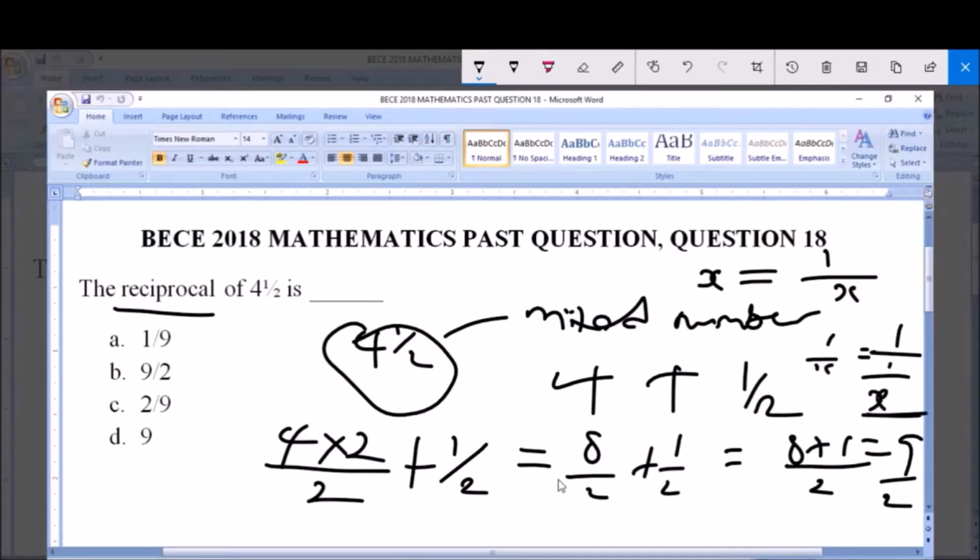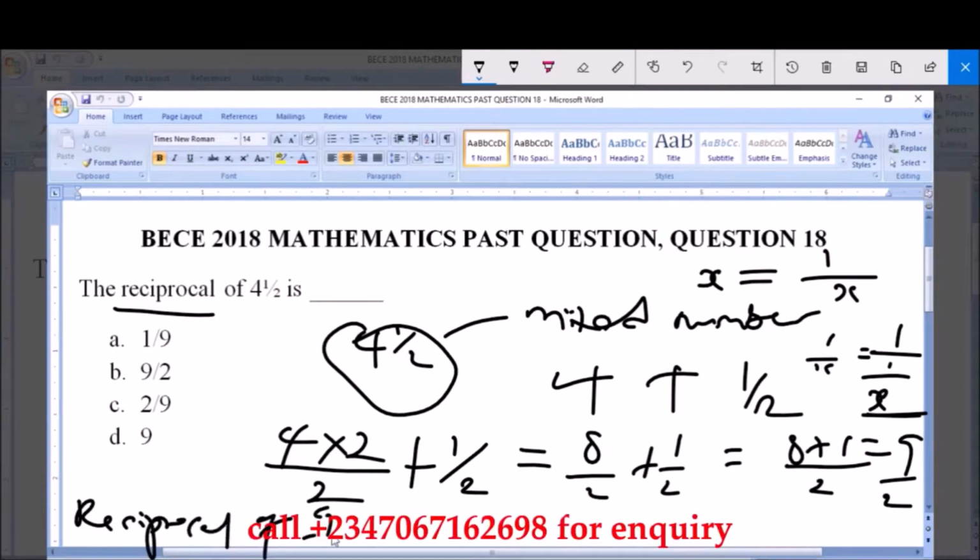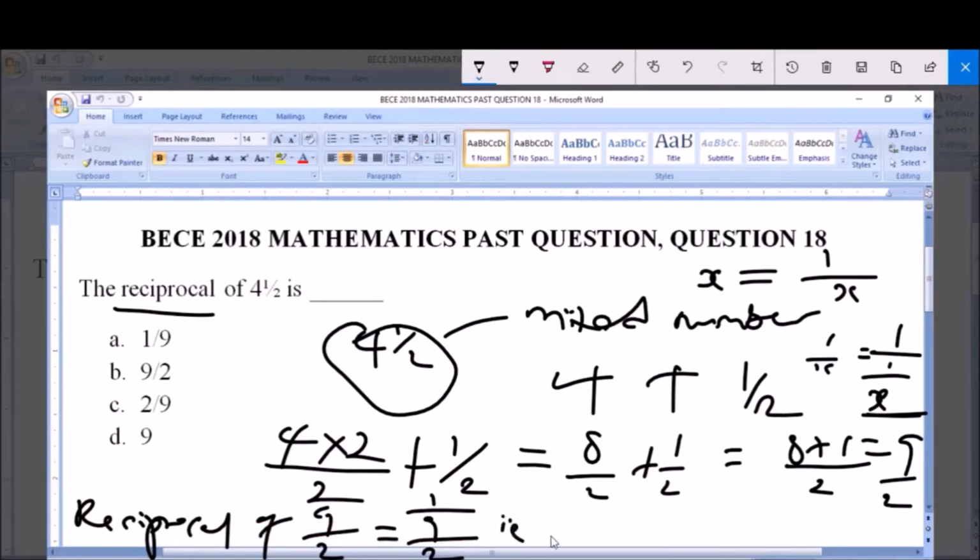So this is the principle we're going to be applying. Now we have 4.5, which is equal to what? 9 over 2. Now the reciprocal of 9 over 2 will be equal to what? 1 all over 9 all over 2. And this is equal to what? 1 divided by 9 over 2.